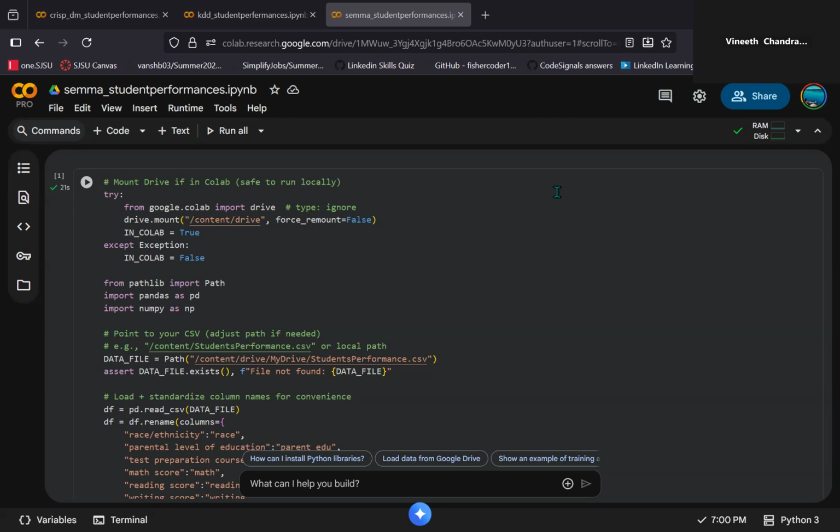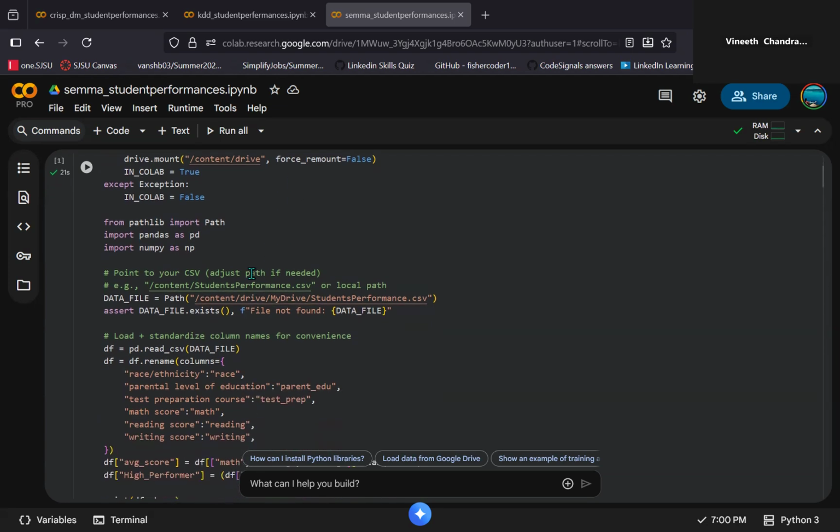So here's an overview of the five phases. Sample: choose and split data. Explore: understand the patterns and relationships. Modify: prepare and transform the data. Model: build and train predictive models. Assess: evaluate how well the models perform. So we can walk through each of the steps.